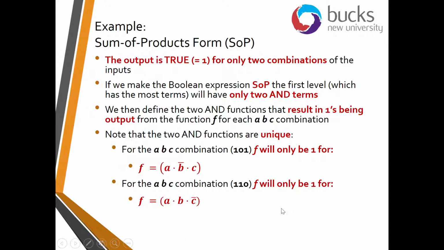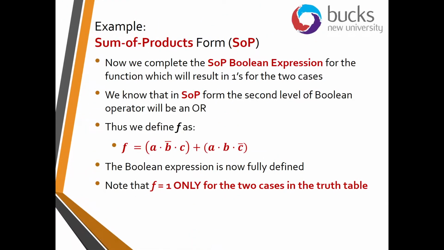Okay. So those are the little min terms that we create for those two combinations. And so then in sum of products form, we now complete the sum of products Boolean expression for the function, which will result in ones for the two cases. We know that in sum of products form, the second level of Boolean operator will be an OR. So we define f as, we take our min terms, which are the bits in brackets, as we've worked them out, and we bring them together in an OR.